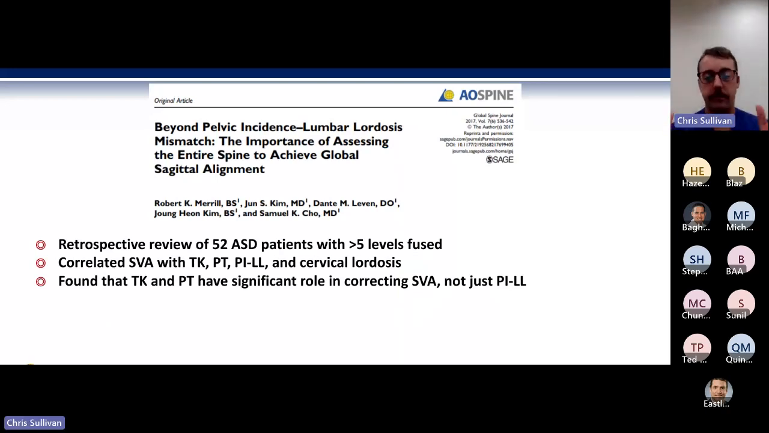So those are some of the spinopelvic parameters, but overall, you need to look more globally at their sagittal balance. So this was a study in AO Spine in 2017, which correlated this sagittal vertical axis and found that thoracic kyphosis and pelvic tilt also have a very significant role in looking at their overall global sagittal balance, not just that ratio of PI to LL.